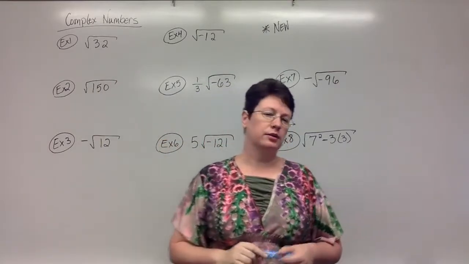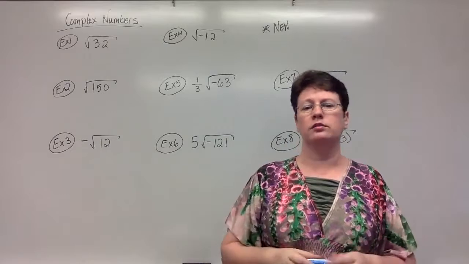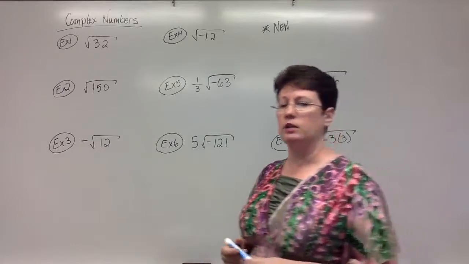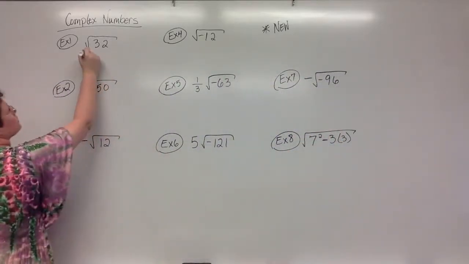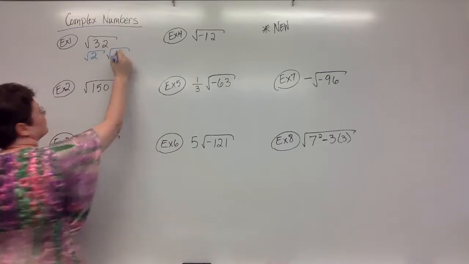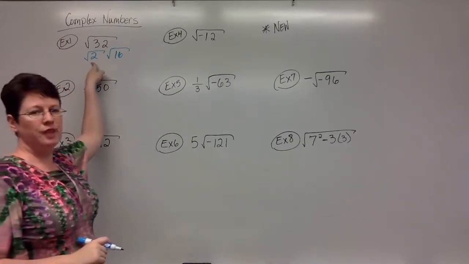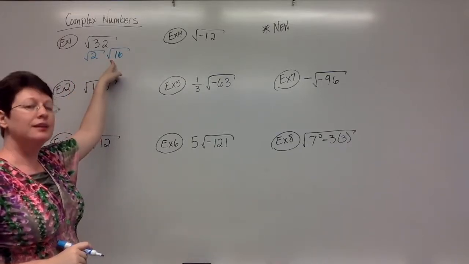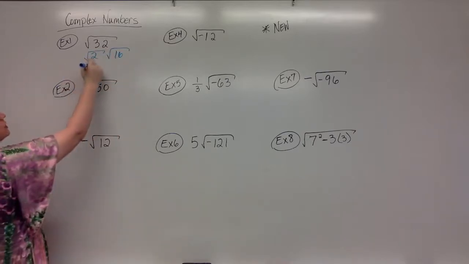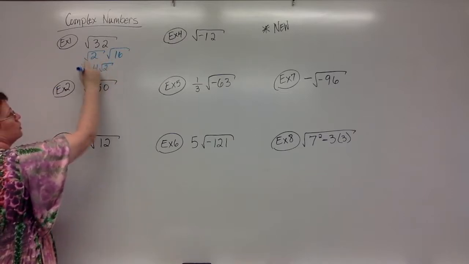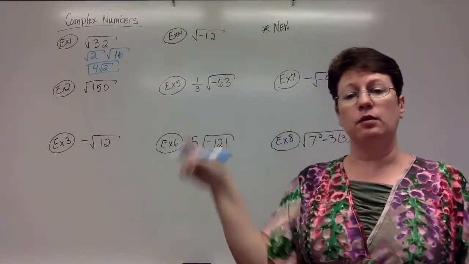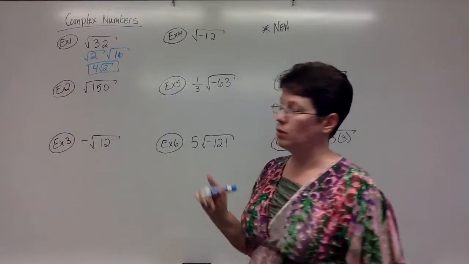I have 32 under a radical, but 32 is not a perfect square. So I'm going to break it down. Is there a number I can divide 32 by? Well, yeah, 2. So I can rewrite this as the square root of 2 times the square root of 16. Can I take the square root of 2? No. Can I take the square root of 16? Yes. What is the square root of 16? 4. Okay, so this becomes 4 square root of 2. Easy enough. So my goal is to find a perfect square that will divide into that number. 16 is a perfect square.